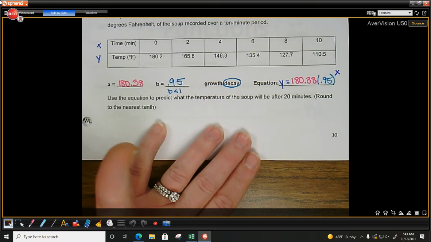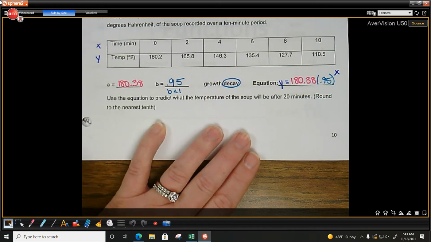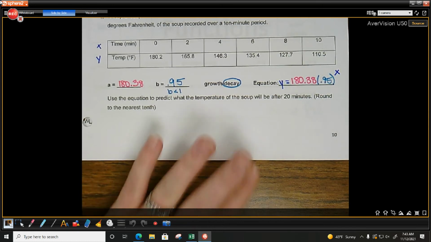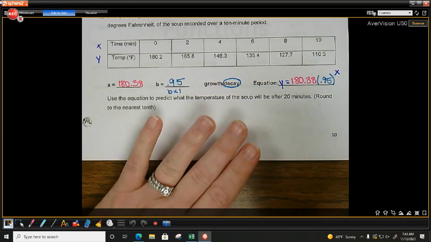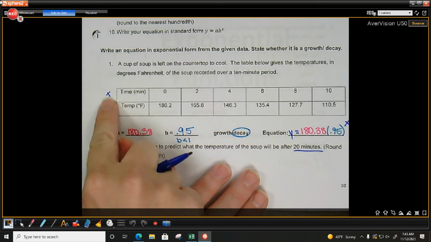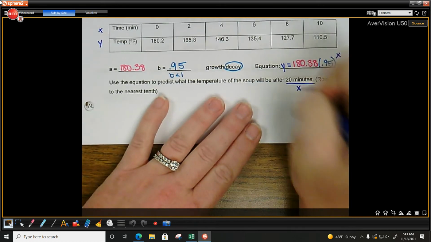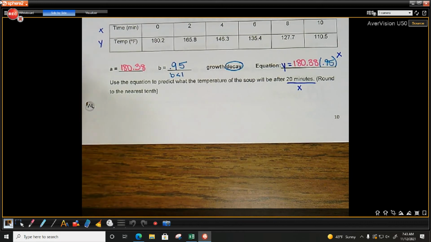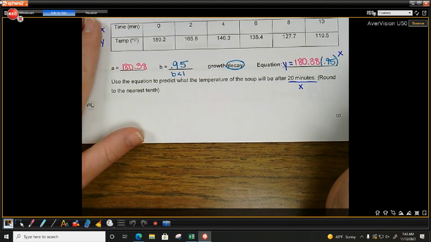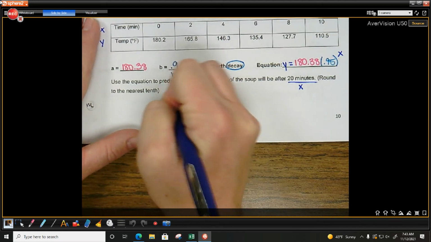So, let's think, does this make sense? Should the temperature of your soup cool off over time? Yeah. Okay. So, what's the temperature of the soup after 20 minutes? So, 20 minutes is your what? Minutes is the X, the time. So, I'm going to rewrite my equation. What am I going to replace with 20? X with 20.